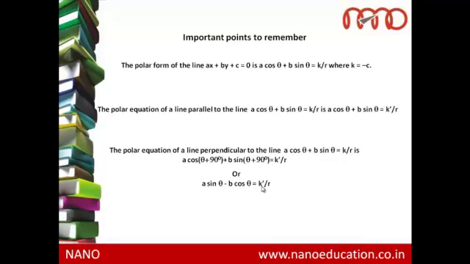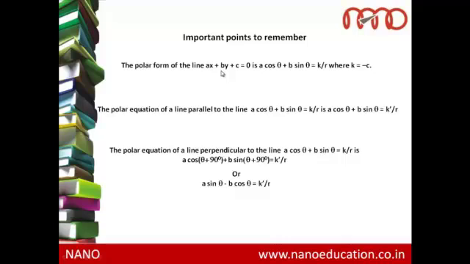To find out k dash, what we need is some additional information about the line. Given a point or given the distance from a fixed point or any other information, we can find the value of k dash. So a review of all these important points again.